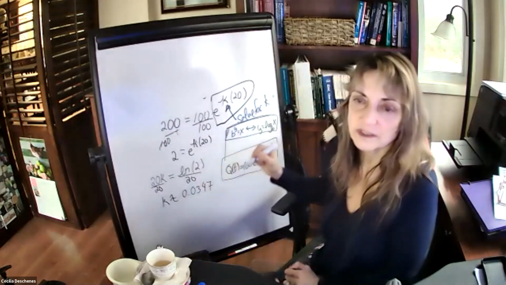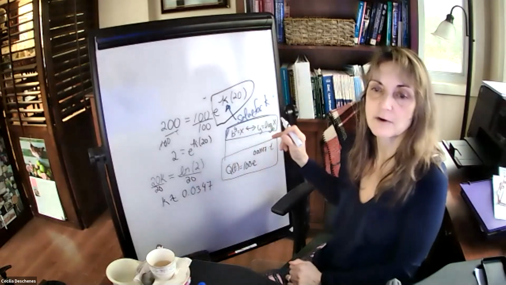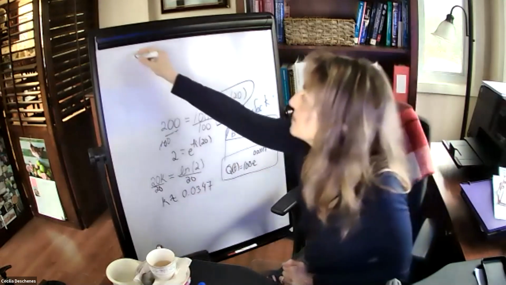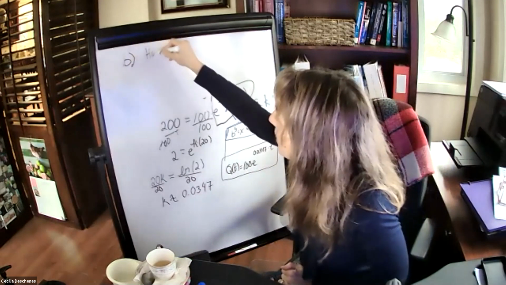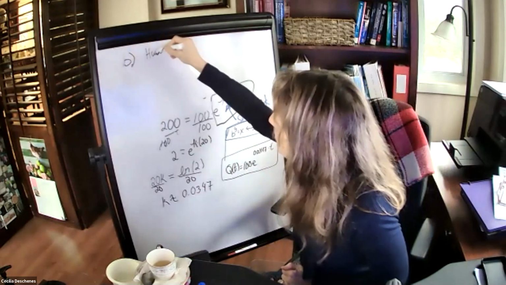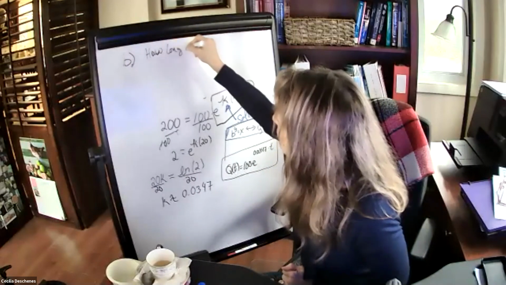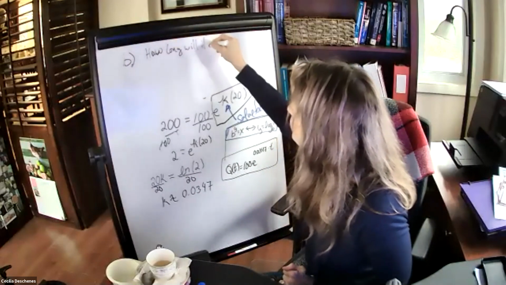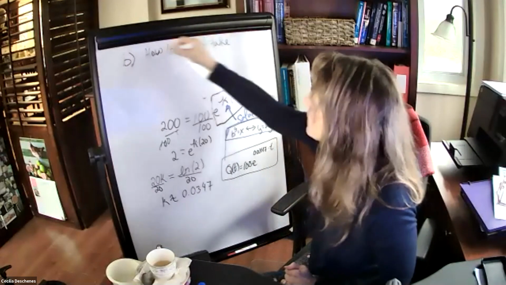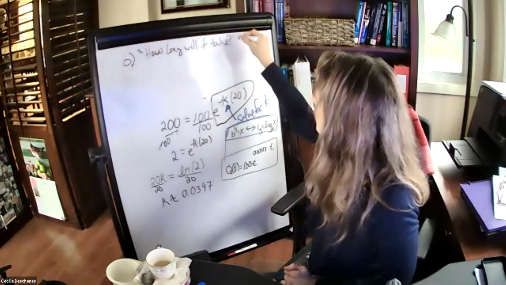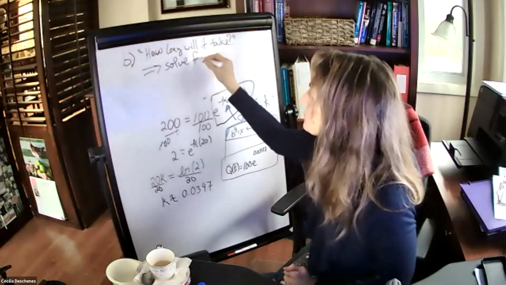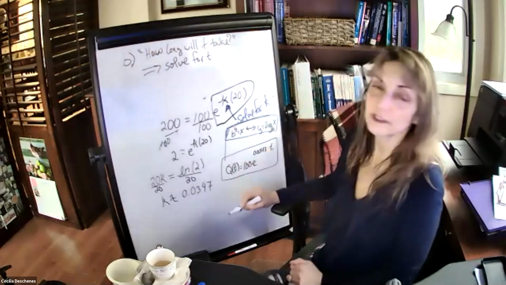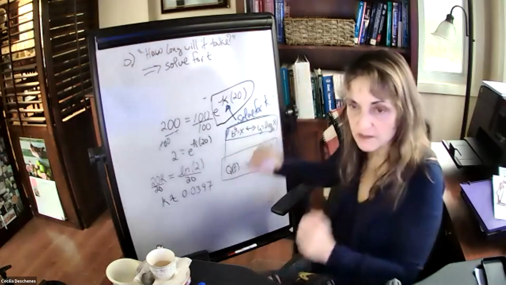says, how long will it take for a colony of 100 cells to increase to a population of 1 million? So B is how long will it take, right? How long will it take? Okay, that just means solve for T. Right, so whenever you read that, that means solve for T.